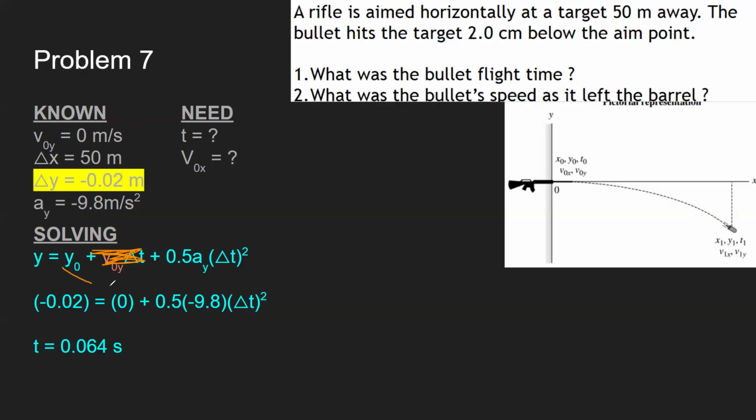So initial y position is zero. You plug in that, make sure it's negative, and then of course you'd have to remember to take the square root at the end to get your answer. And that's the time. That's actually a really quick time, but this is a rifle, so that makes sense. So it's good to do that. Think about if it makes sense.